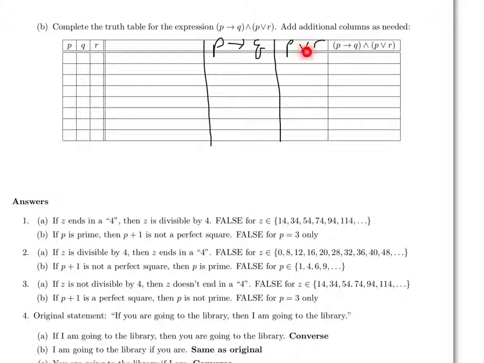So now I back up and look at this. I have an OR statement, so I know I can build this OR as long as I have previously a column for P and a column for R, which I do. And I can build a table for P implies Q if I have a table for P and a table for Q, which I do. So I'm ready to get started.